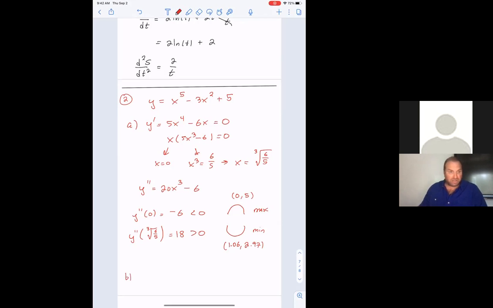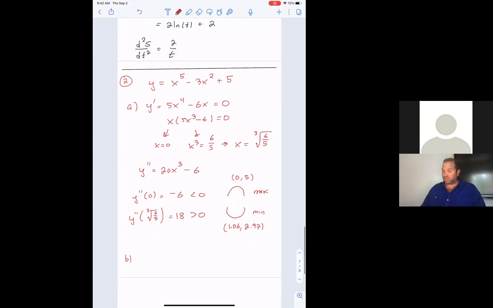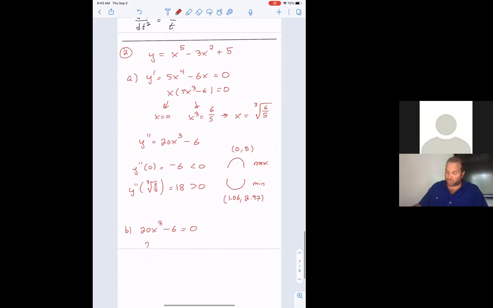B, find a point of inflection on the curve. I want any point where the second derivative is 0. Okay, well, the second derivative is 20x cubed minus 6, set it equal to 0. So I get 20x cubed is equal to 6. X cubed is equal to 6 over 20, which is 3 over 10. So x is equal to the cube root of 3 over 10. And what is the cube root of 3 over 10? It is approximately 0.669.